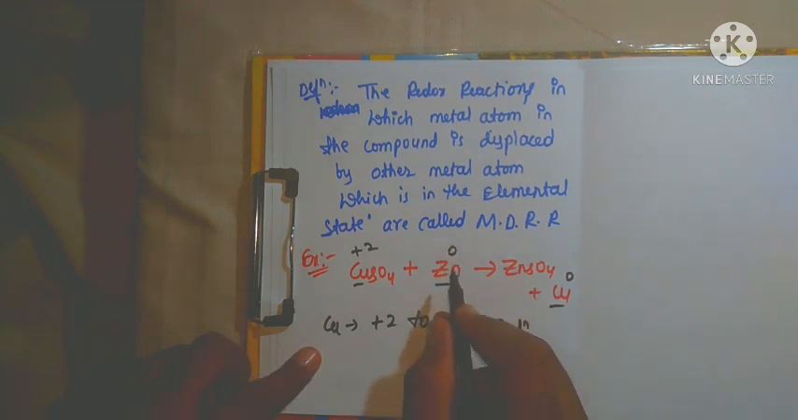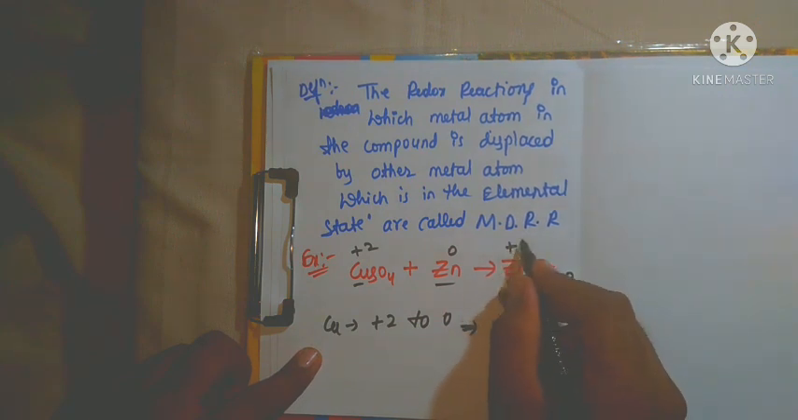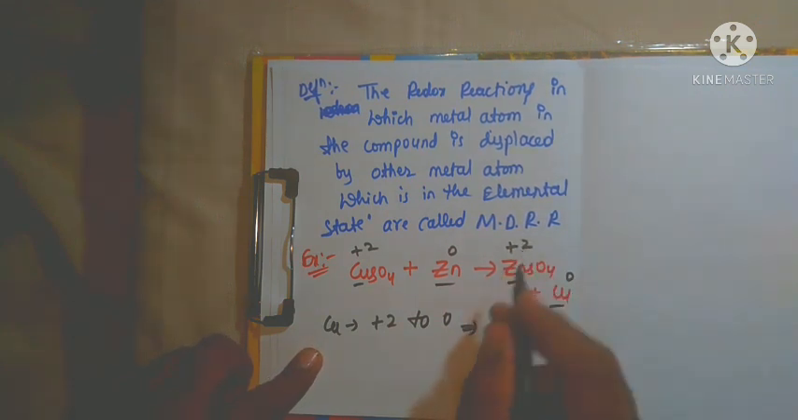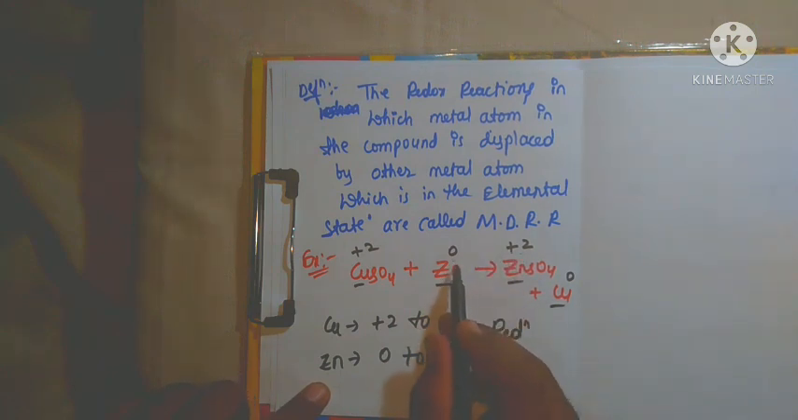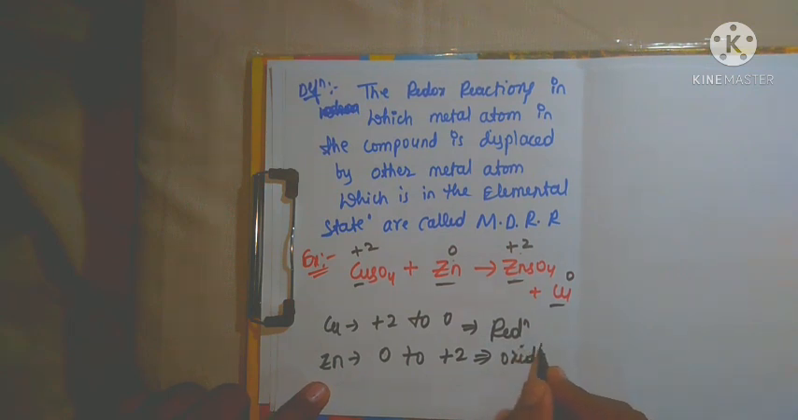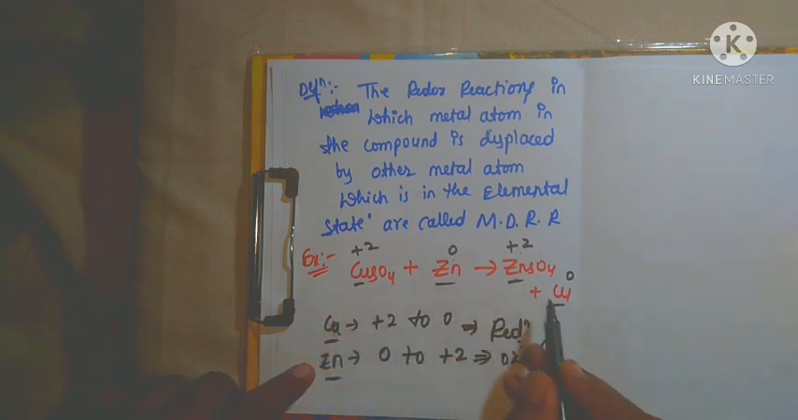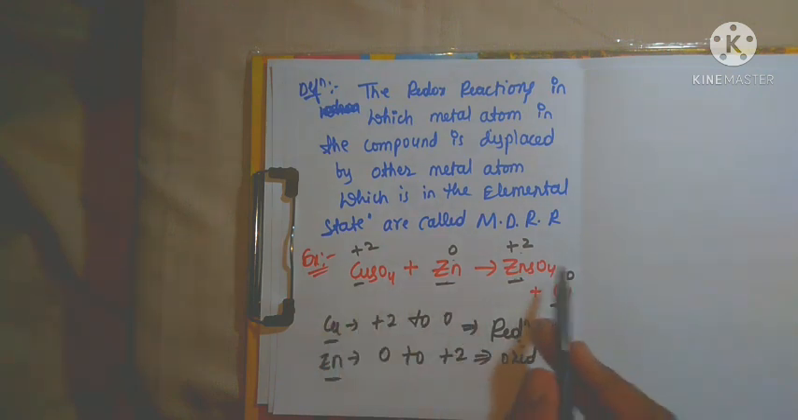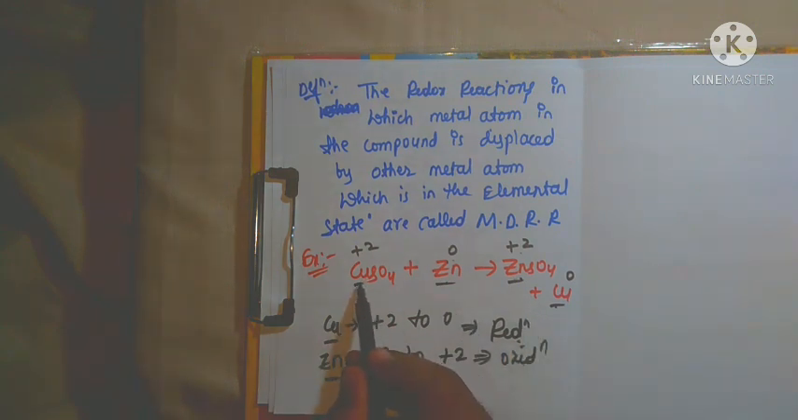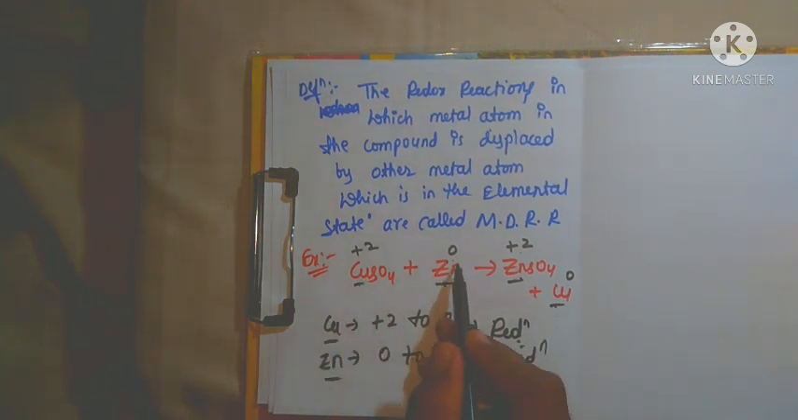Zinc oxidation number in the reactant is 0. In the product, the zinc oxidation number is +2. It changes from 0 to +2, so the oxidation number is increased. Therefore it is oxidation. Copper undergoes reduction and zinc undergoes oxidation. Therefore, which type of reaction is it? Redox reaction.